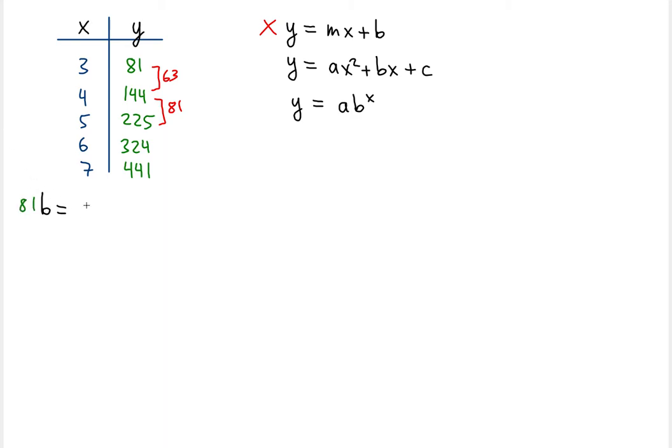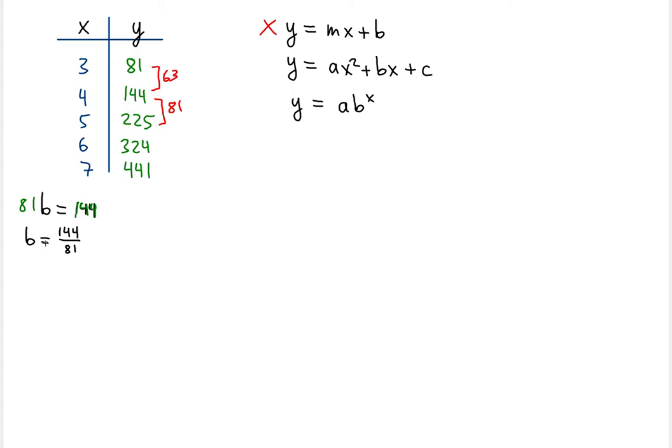should be equal to 144. And then we can find that factor. So if we divide by 81, the b will equal 144 divided by 81. Now we're going to apply this value of b to 144, and let's see if we multiply this by 144 if we get 225. If we don't, then this test failed, and this is not an exponential equation either. Then by default, it will be quadratic.